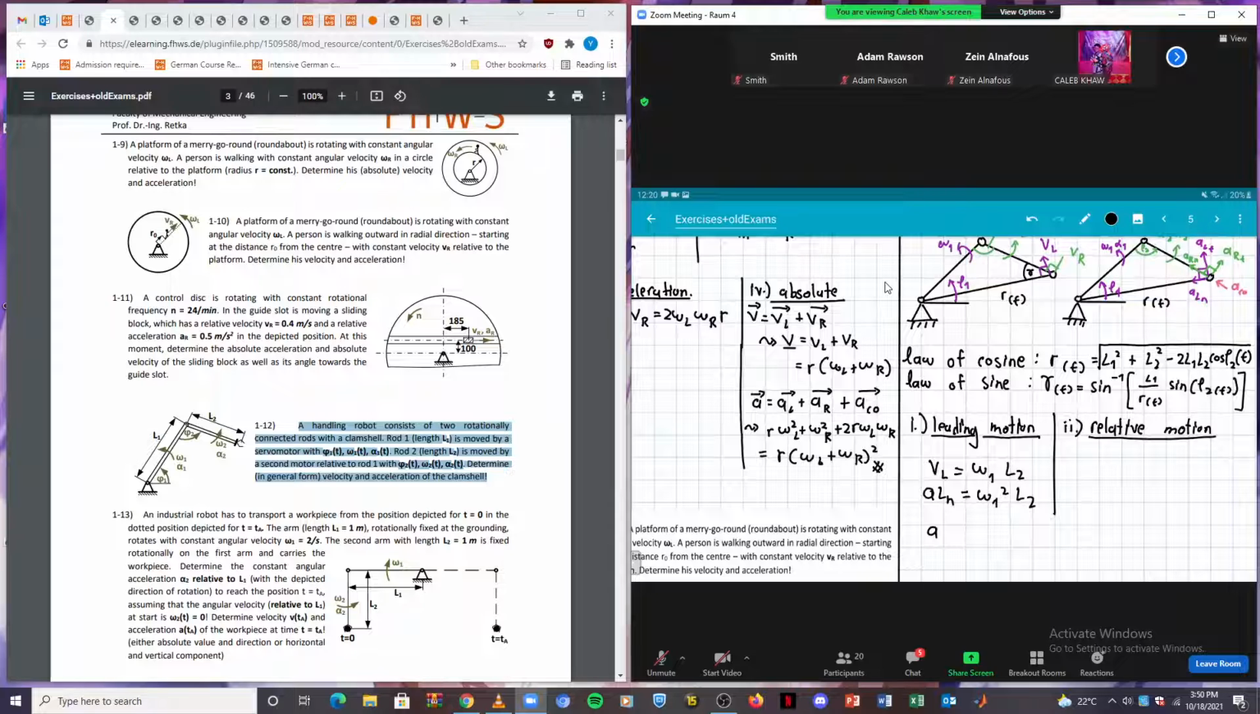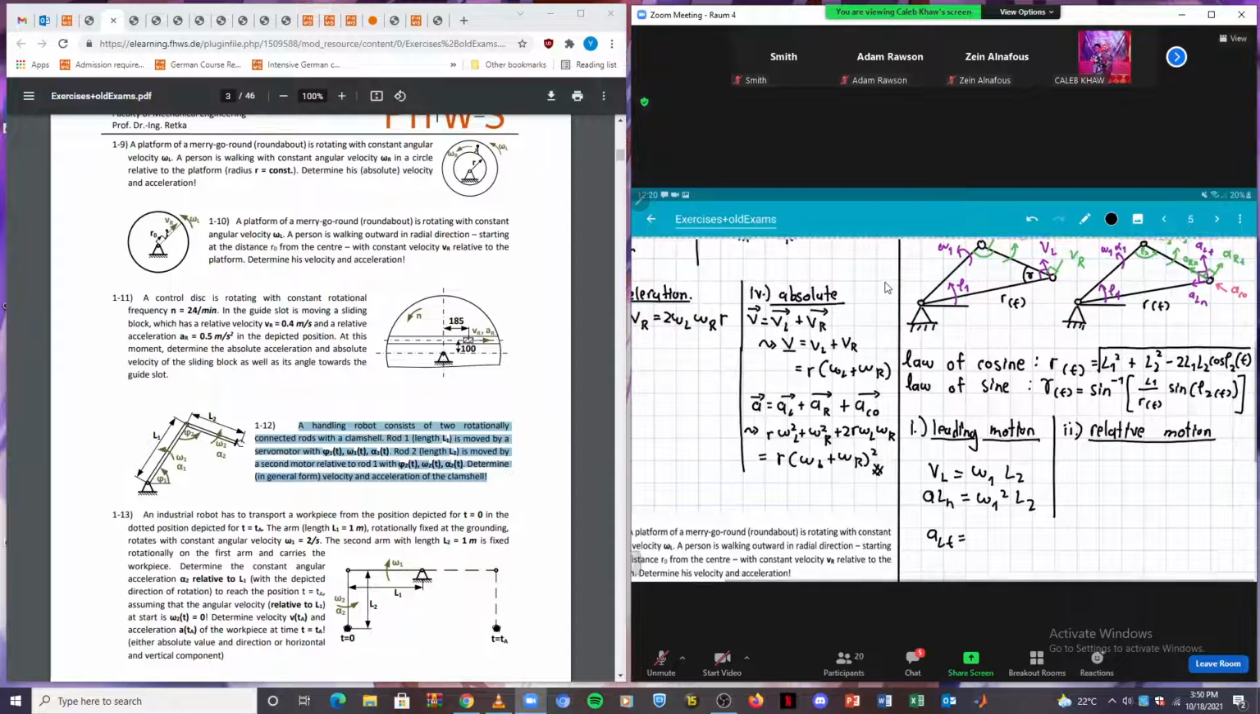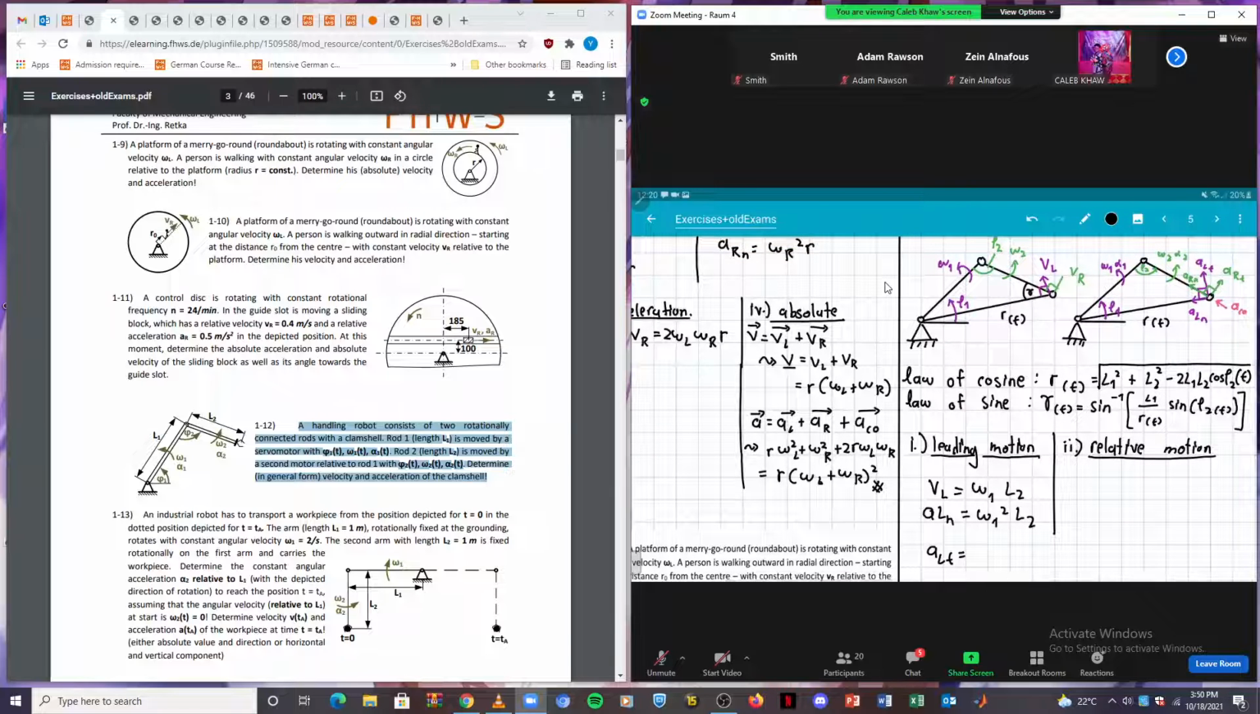Professor, is the leading motion correct? Should it be omega 1, L2, or the radius R of t? Yes, it's R of t. That's right. It's not L2. It's the radius of the circle that you have to use, the radius of the circular path being described by the motion.